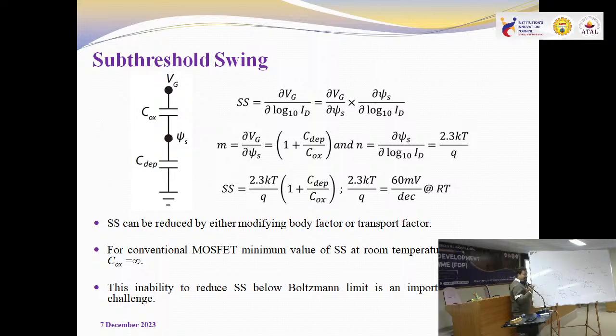In subthreshold, if you separate the name, it is sub and threshold. So subthreshold means I am talking below threshold. You have to judge the slope before threshold, not here in the almost linear region. Now slope will be what?